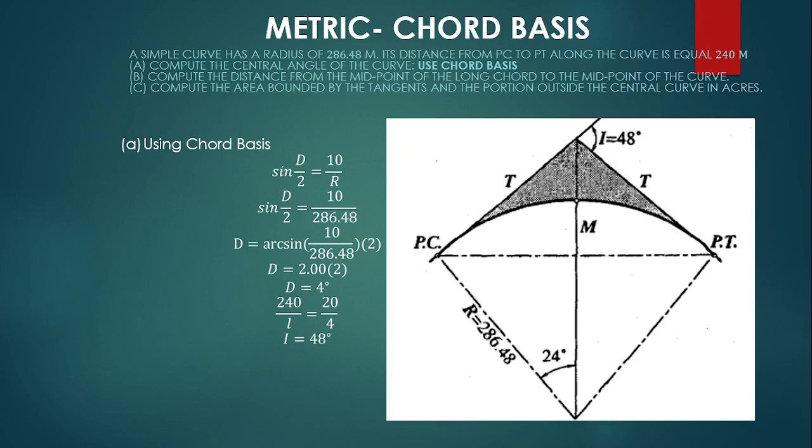So we will use the same formula, but at this moment, it is chord basis naman po. So for the chord basis naman, ang gagawin natin ng formula ay sin D over 2 is equals to 10 over R. Sin D over 2 is equals to 10 over R, which is 286.48. So D is equals to arc sine of 10 over 286.48 times 2. So D is equals to 4. So makita natin na whether it is chord or metric basis, parehas lang yung naging sagot. So moving on, 240 over I is equals to 20 over 4, resulting to I is equals to 48 degrees.